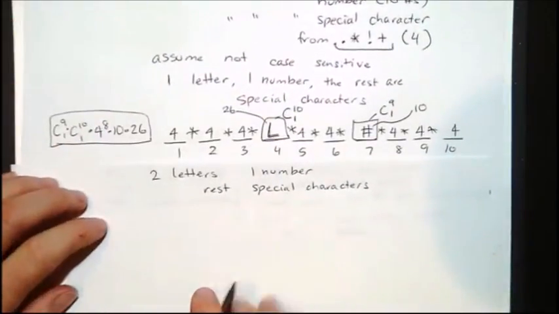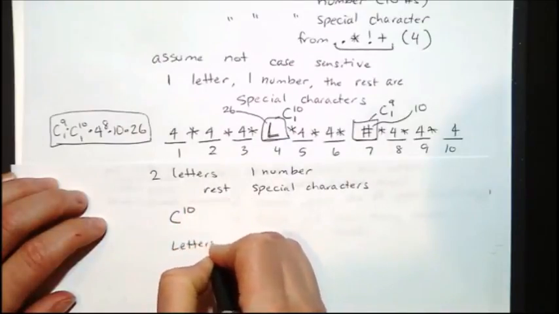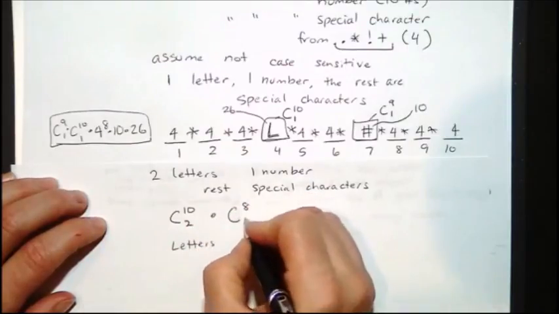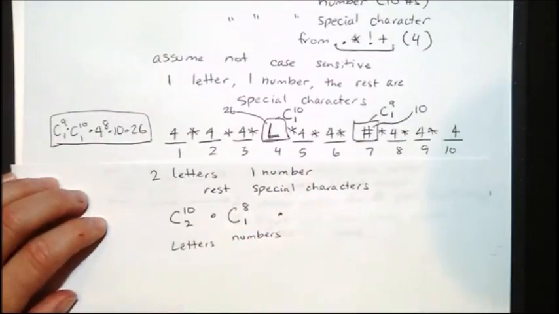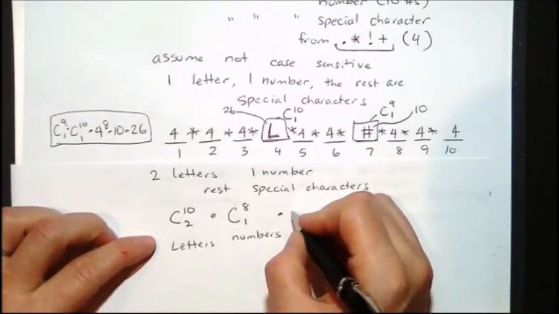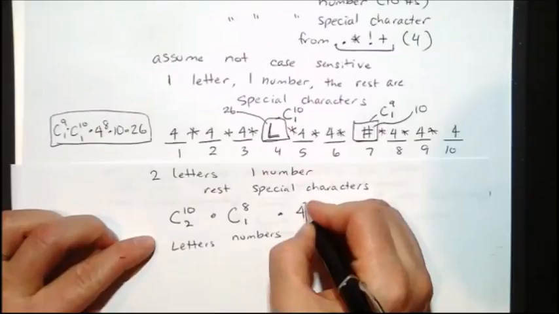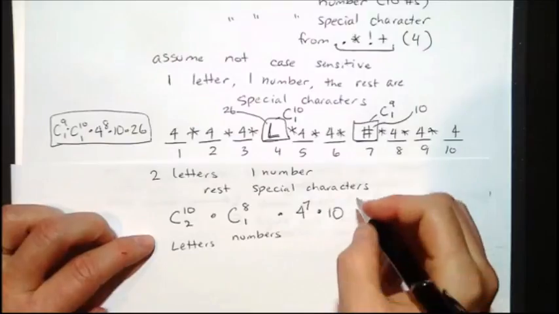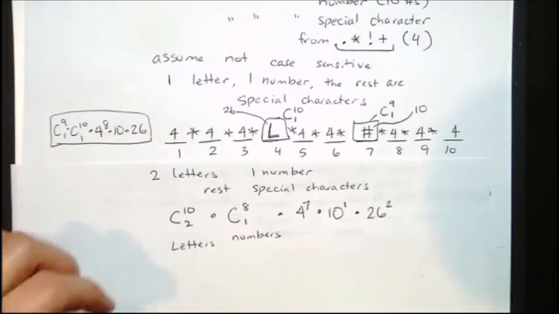Our formula for the prior problem said, okay, from the 10 places I'm going to choose where to put the letters. And there are 2 of them, so I'm going to choose 2. Then from the remaining spots, I'm going to choose how many numbers I have. And then I'm going to tell how many ways there are to do the special characters. It's going to be 4 raised to the number of slots left, which is 7. And then it's going to be 10 raised to however many numbers I've got. There was 1. And then 26 raised to however many letters I have.